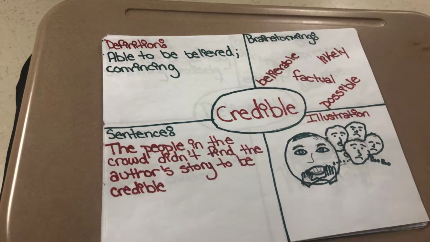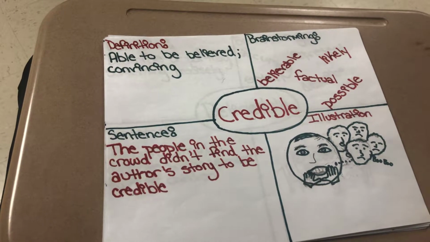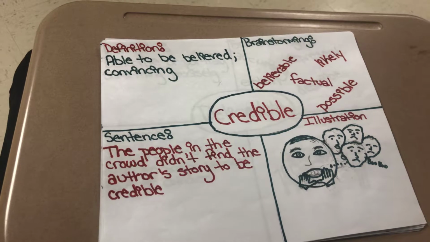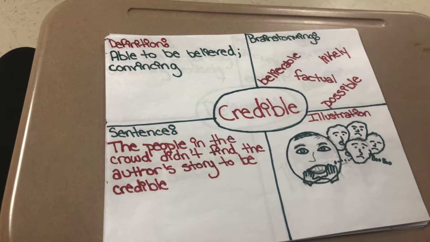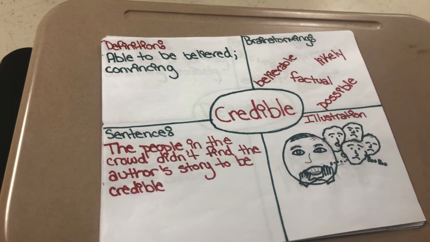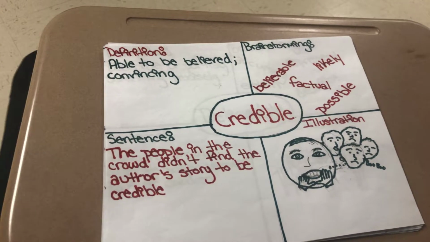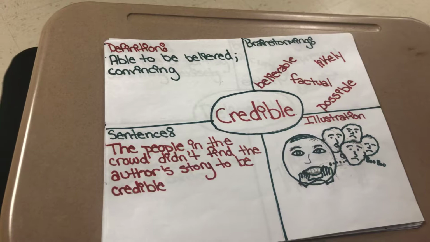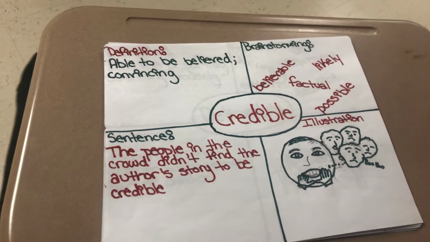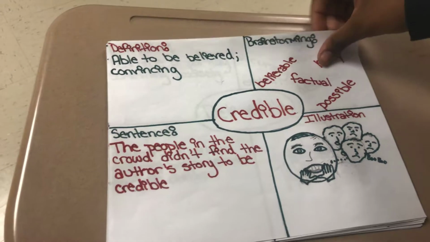The next word is credible. The definition is able to be believed or convincing. The sentence we have is, the people in the crowd didn't find the author's story to be credible. The words that we came up with were believable, factual, possible, and likely. The illustration shows somebody speaking and the crowd not believing what he's saying.